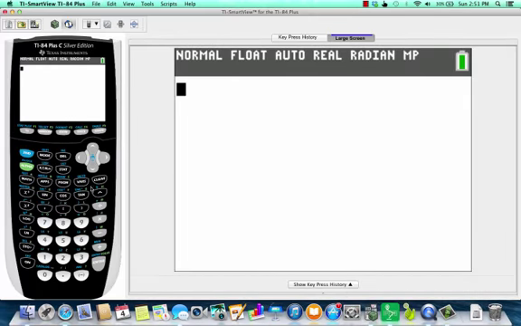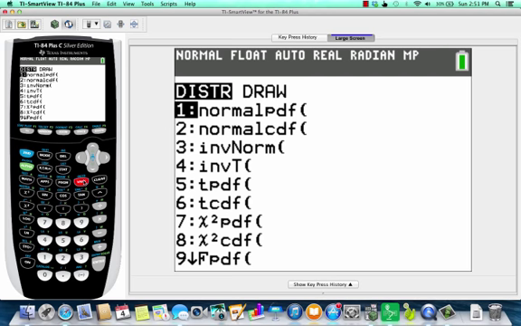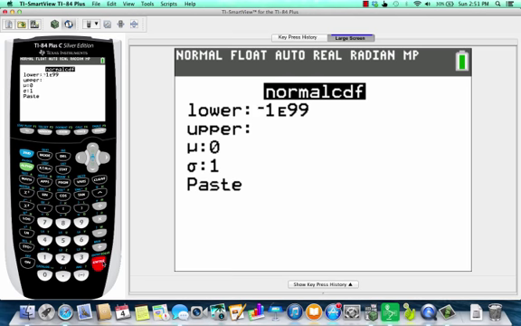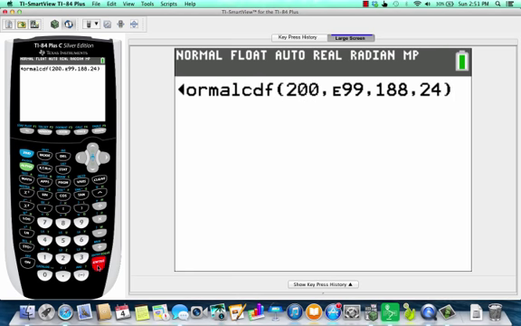So if we open up our calculator, we're going to do second, VARS, and that's going to bring up the distribution menu. The second option that you're going to see is the normal CDF. When we select that, some calculators may be different. This one actually asks me specifically for my parameters. So I would fill in 200, E99, and then it asks for my mean and my standard deviation.